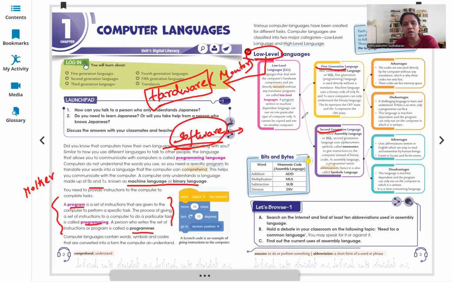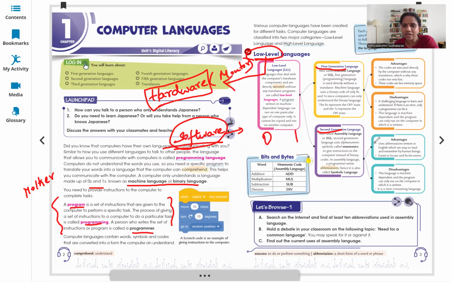Machines, whatever you design, you can see only in the low level language, not in different devices. In first generation language, it's used directly without a translator, and machine language mostly uses zeros and ones, since computers can only understand binary languages. The zeros represent the off state, the ones represent the on state.